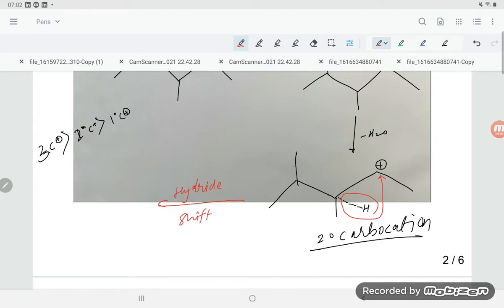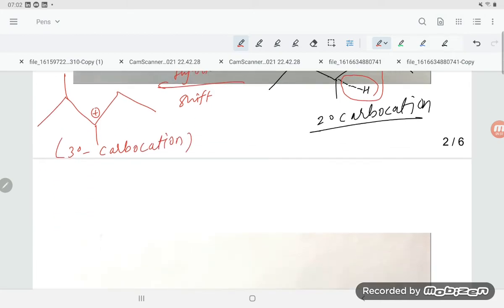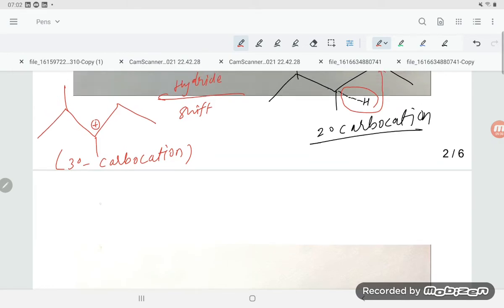If you draw the open structure properly, then you can understand easily. So if there is a hydride shift, students, what will happen? See the compound. Now the positive charge will develop where? Here is the positive charge, and this is the 3-degree carbocation. From here, deprotonation will be there, student.